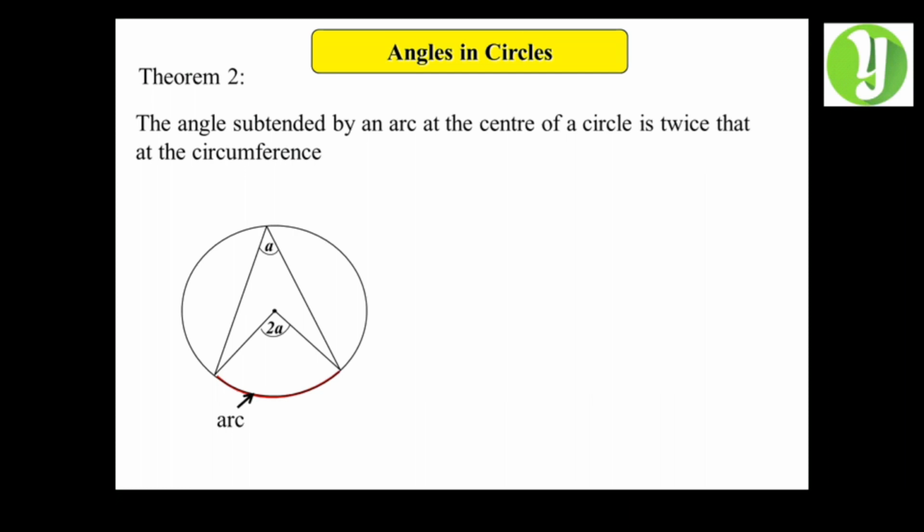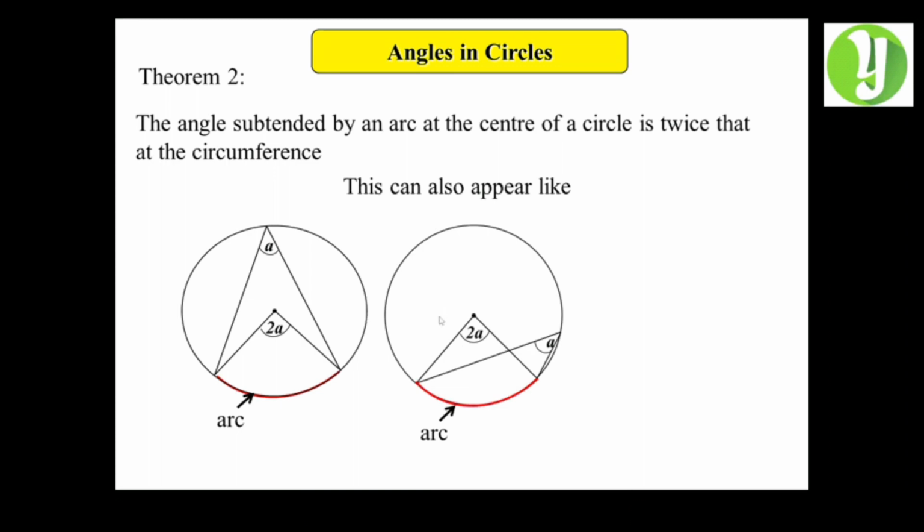So the central angle is twice the angle on the circumference. For example, if that angle is a, then the central angle is twice that, which means it's 2a. The question will be like this one. For example, this red one is my arc. So this 2a is my central angle and this a is my circumference angle.